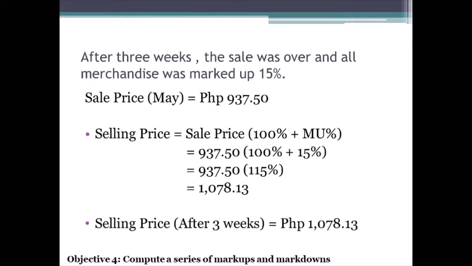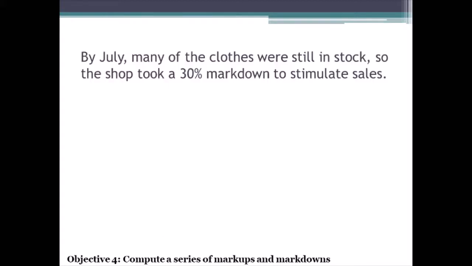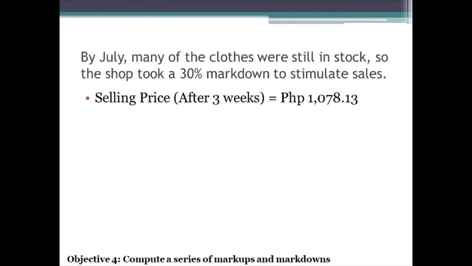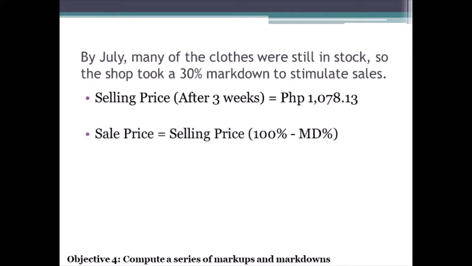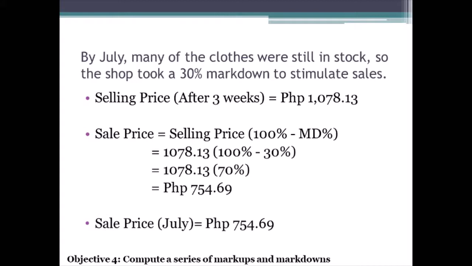Using this figure for the next sentence: by July, many of the clothes were still in stock, so the shop took a 30% markdown to stimulate the sales. So the last selling price was 1,078 and 13 cents. There is a 30% markdown to stimulate sales. By substitution, we have the sale price, which is 754.69 pesos. So this is the sale price for the month of July.